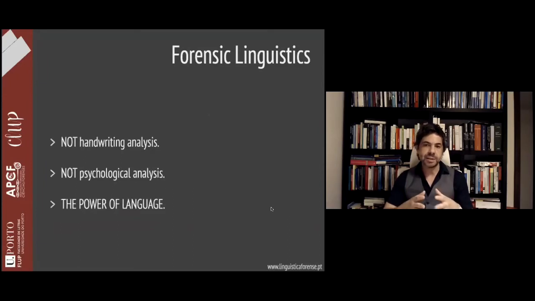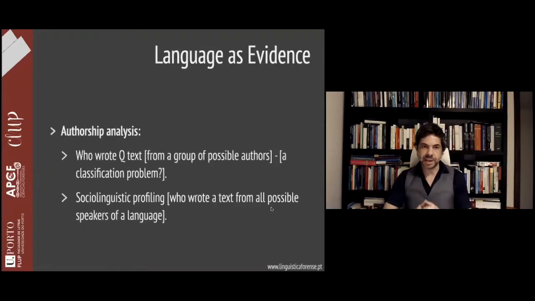Some of the things that forensic linguistics is not is handwriting analysis. People usually ask, well, if I give you a text, can you look at the handwriting and tell me who the author is? No, I don't do that. I'm not a handwriting analyst. I'm a linguist. It's not psychological analysis. I've been asked if I could look at someone else's writing and guess what sort of a psychological person that person was. So we don't do that. We don't even guess intentions, because that's up to psychologists. We work with the power of language. So we look at language, we see how language works, and make our decisions based on that.